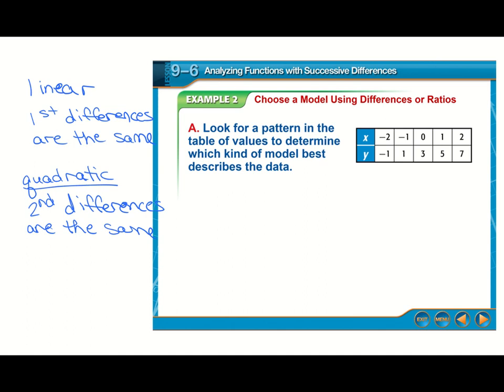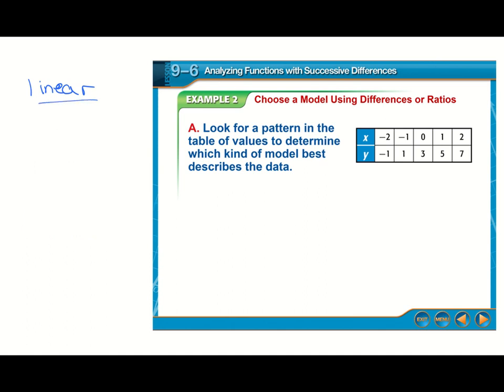And if it is exponential, the ratios are the same.